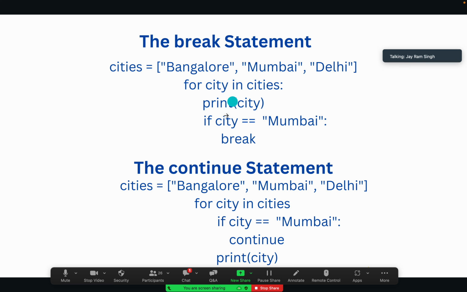Clear? Now cities Bangalore, Mumbai, Delhi are also here, and I'm using the continue statement. So what is happening here? For city in cities, if city equal to Mumbai, continue, else print city. What is the output of this? It will ignore Mumbai and print Bangalore and Delhi. So does anybody have confusion about break and continue? Or we can move forward because there are lots of important topics to cover. Clear?